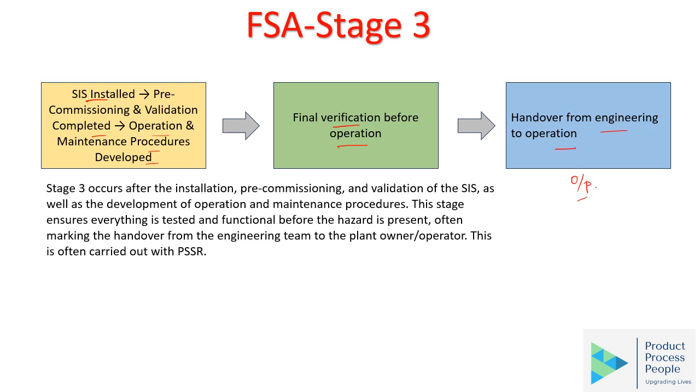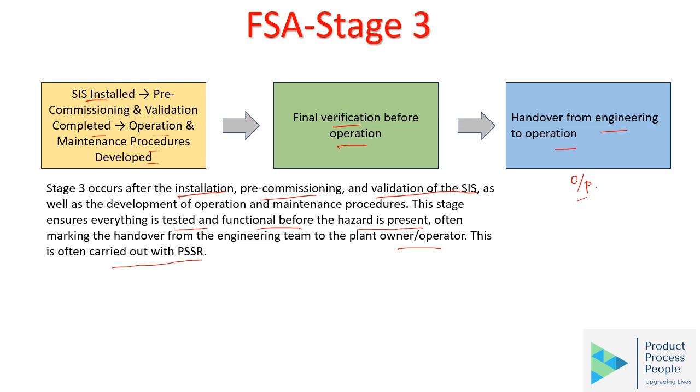Stage 3 basically occurs after installation and pre-commissioning and validation of the SIS, as well as development of the operation and maintenance procedure. This stage ensures everything is tested and functional before the hazard is present, often making the handover from the engineering team to the plant owner or operator. This is often carried out along with the PSSR. So this stage, stage 3, is often considered a mandatory stage for the functional safety assessment.